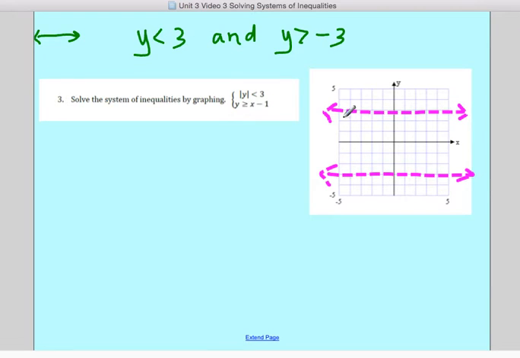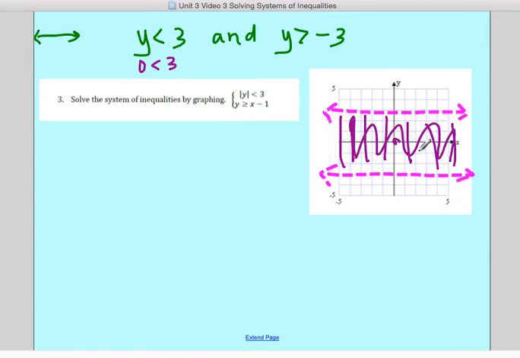Now let's talk about which way I need to shade. Y is less than 3. To be less than 3, I'd be down here. Once again, if you wanted to check 0, 0, is 0 less than 3? Yes, so I would shade where my point 0, 0 is. And this one, y is greater than -3, so I'm going to be shading above. So in between here is where it's going to be shaded.